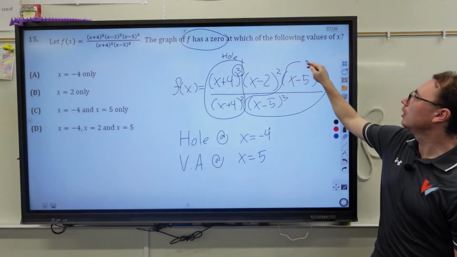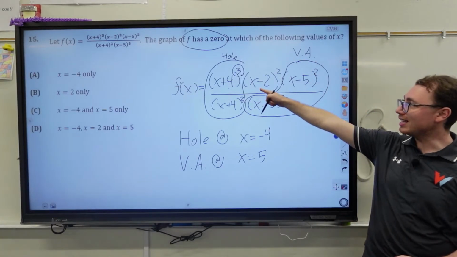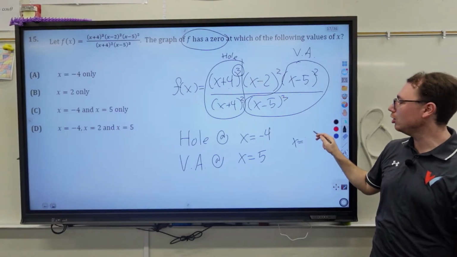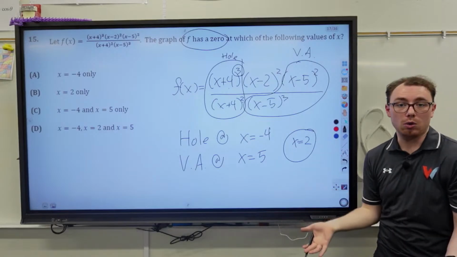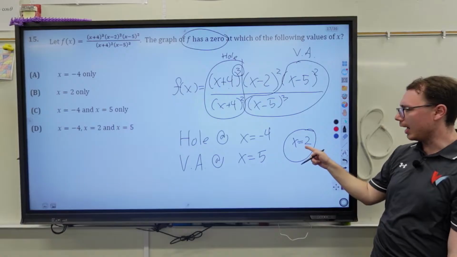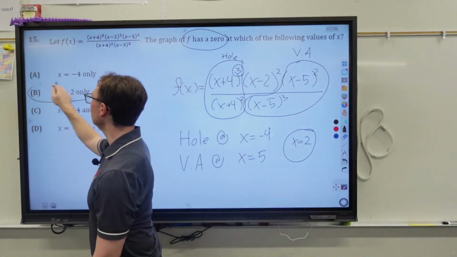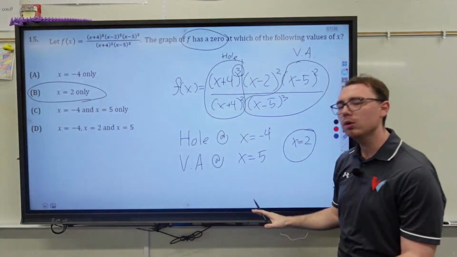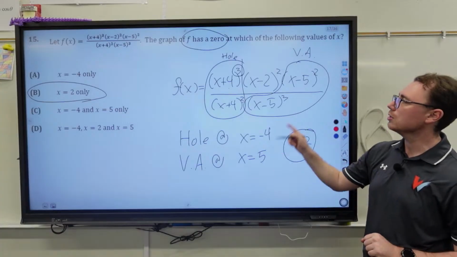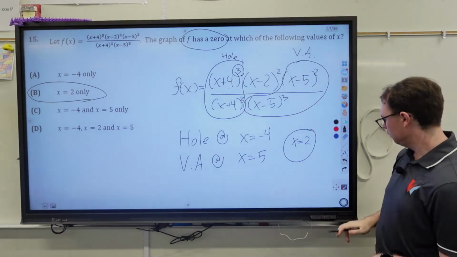This term here creates a vertical asymptote, really just leaving us with this value here, where x equaling 2 creates just a 0 on the graph, meaning it crosses the x-axis at 2. So our answer for this case here is only 2. That's the only 0 on this graph here. The other ones create holes or vertical asymptotes. For 15, we get B. Nice work.